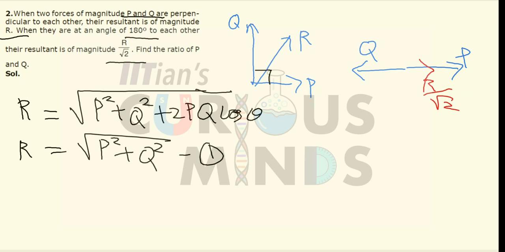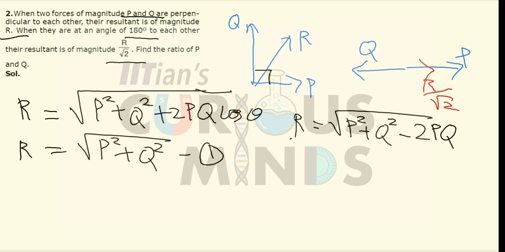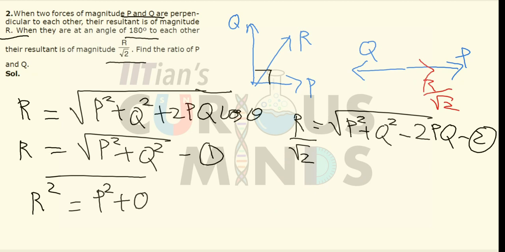In the second case, the angle between them is 180 degrees. So resultant over here will be equal to root of P square plus Q square plus 2PQ cos theta. Now cos theta over here is equal to cos 180, which is equal to negative 1. So minus 2PQ. Okay. And the resultant over here is given as R by root 2. When I square the first and the second equation, let this be the second equation, I will get R square is equal to P square plus Q square, and over here R square by 2 is equal to P square plus Q square minus 2PQ.